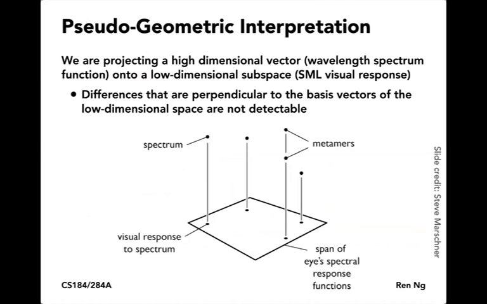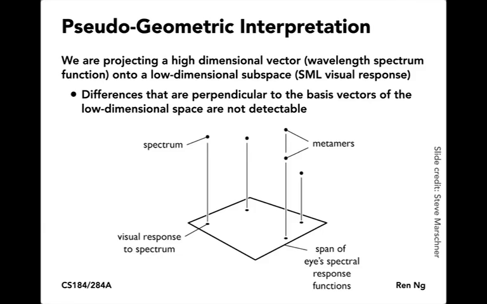Before talking about the solution mathematically, which is going to come pretty quickly now that we've set it all up, I want to give a pseudo-geometric interpretation. I've been talking about this a lot already, but perhaps this may be helpful conceptually or intuitively. So the high-level intuition of this problem is that we're projecting a very high-dimensional vector, the spectral power distribution, the wavelength spectrum function, onto a low-dimensional subspace. The low-dimensional space in this case is the human visual response to color. That's the SML response, so it's 3D.